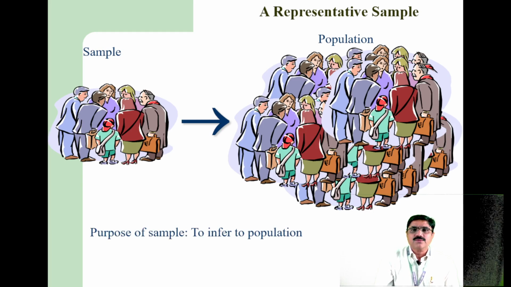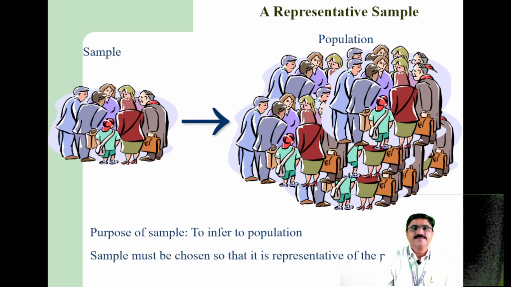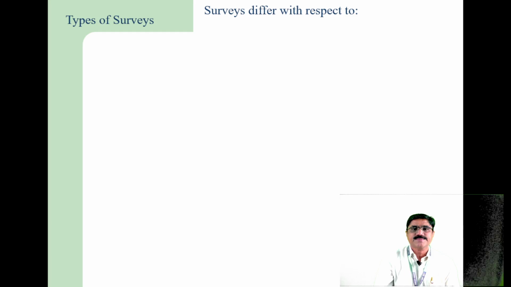The purpose of a sample is to infer to the population, to represent the population. Simple random sampling and stratified sampling are examples of sampling. We will see them one by one in the next slides. The sample must be chosen so that it is representative of the population.